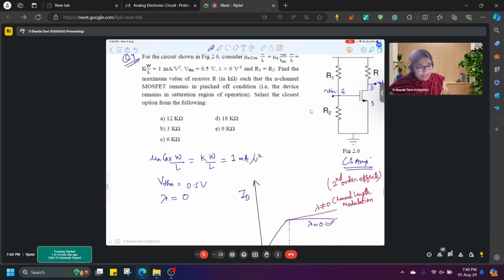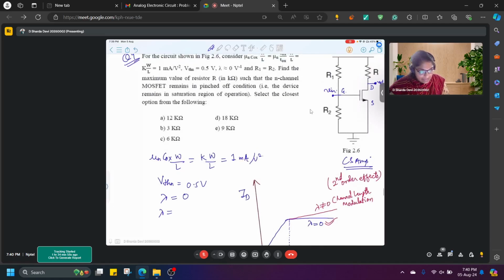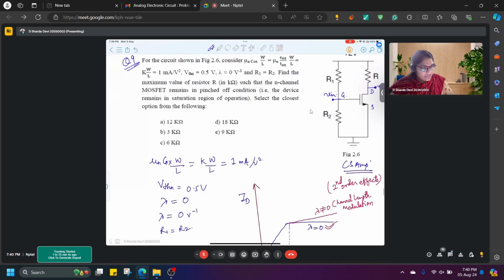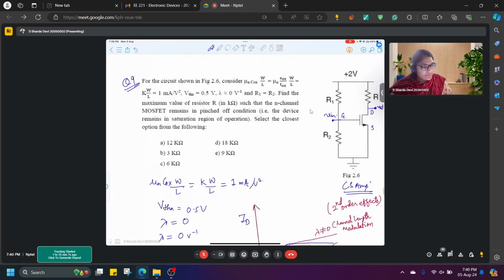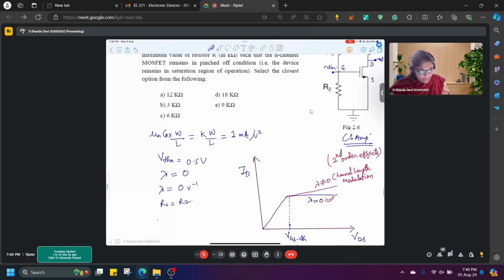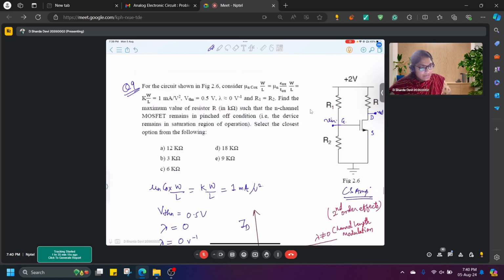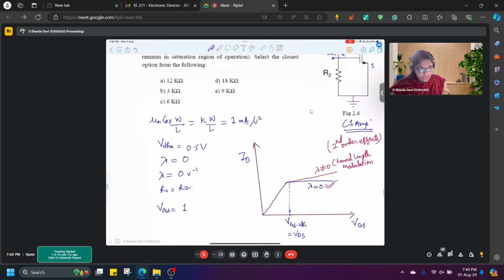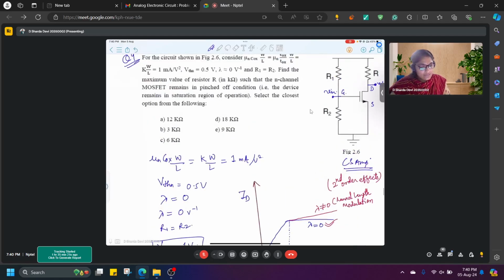So here it is mentioned that lambda is 0 volt inverse. R1 is equal to R2, so these two are equal. If R1 equal to R2, then VGS will be how much? If VDD is 2 volts and R1 equal to R2, then VGS will be 1 volt, right? So VGS is 1 volt.